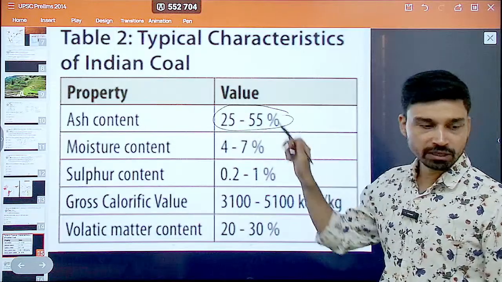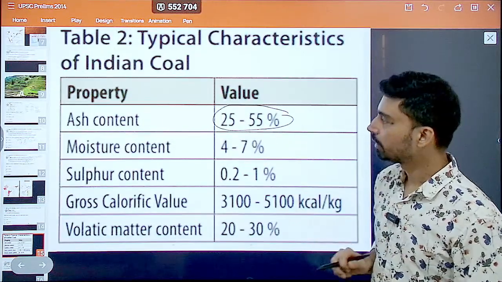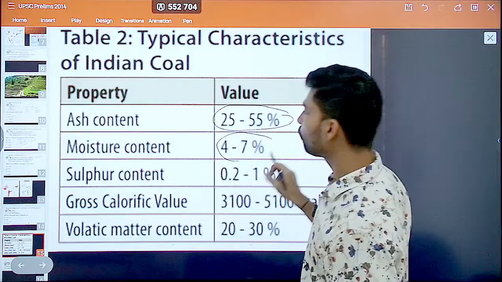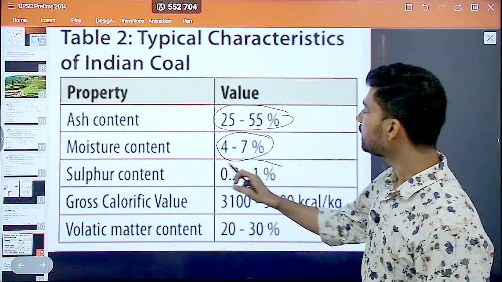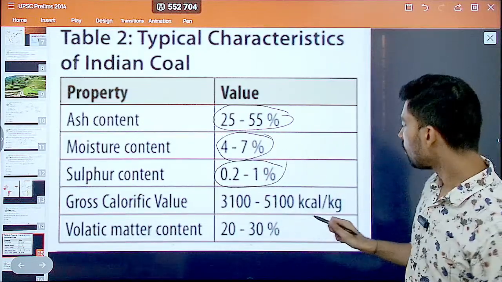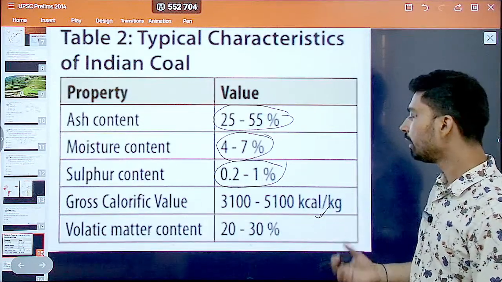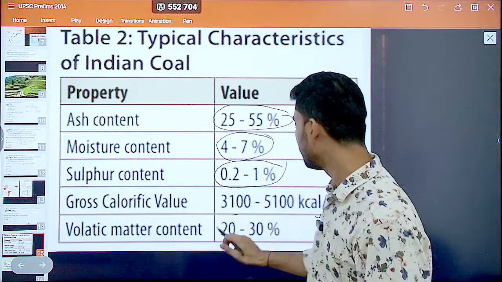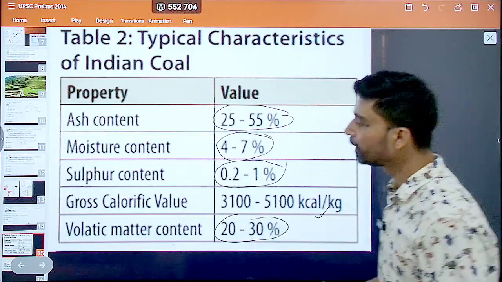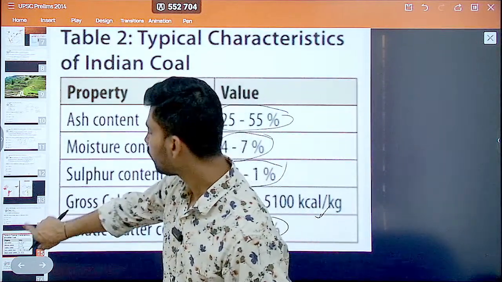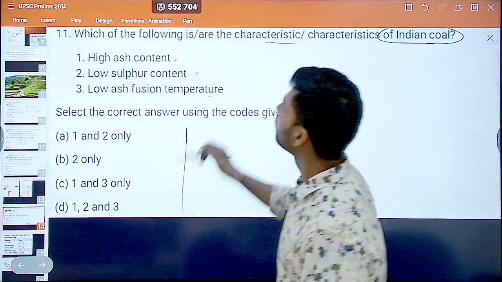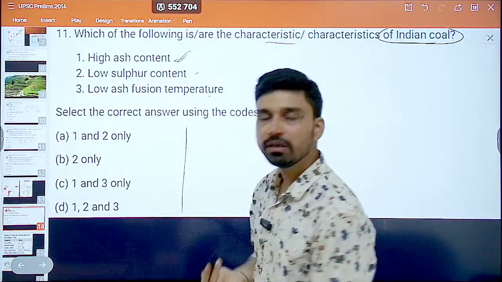It ranges somewhere between 25 to 55%. Moisture content is 4 to 7. Sulfur content is 0.2 to 1%. Gross calorific value is between 3100 to 5100, and volatile matter content is also very high, that is between 20 to 30%. So from here, if we try to answer this particular question, we can see that ash content is very high in the Indian coal.